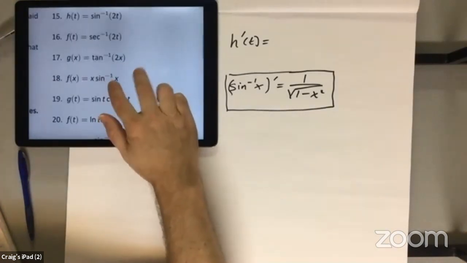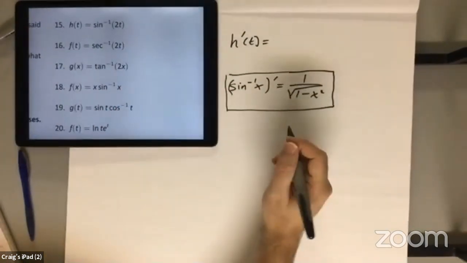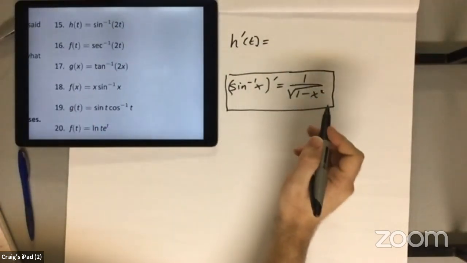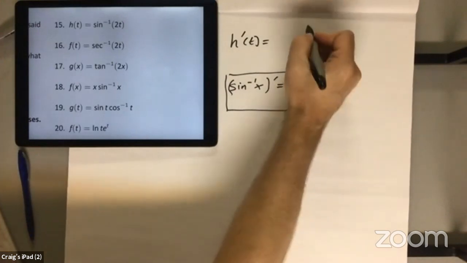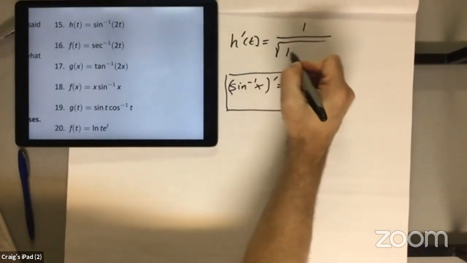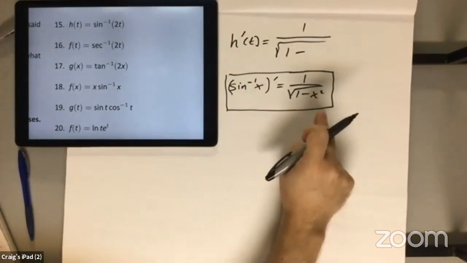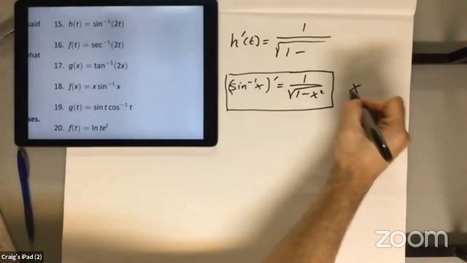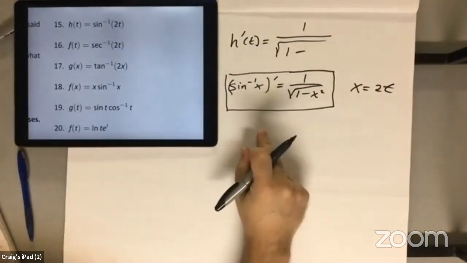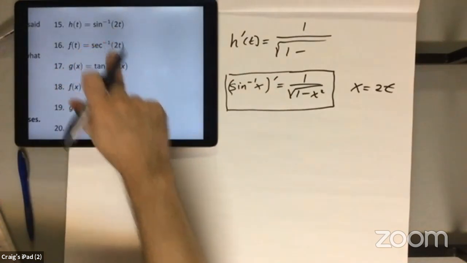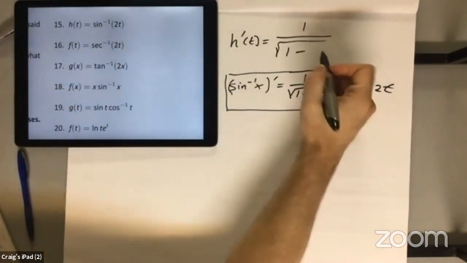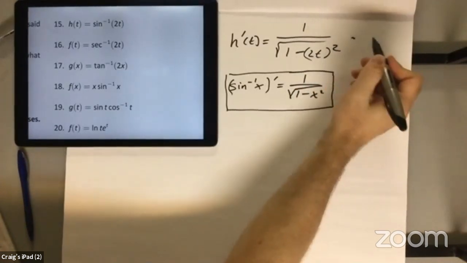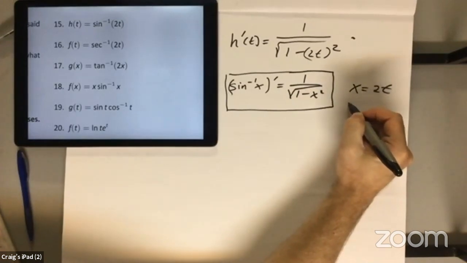Now problem number 15, inverse sine of 2t. To differentiate inverse sine of 2t, I have to differentiate the inverse sine, so I have 1 over the square root of 1 minus the input value. But now my input value is x equals 2t. So when I stick in 2t for x, I have to put 2t squared like that.